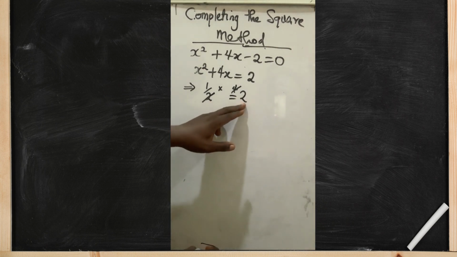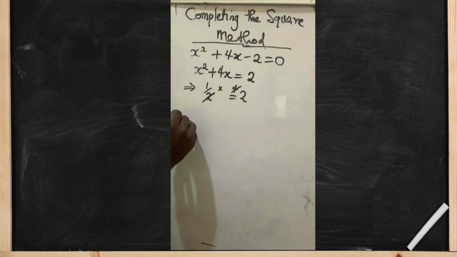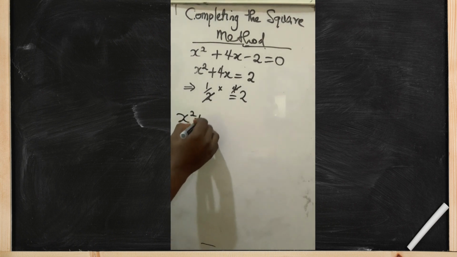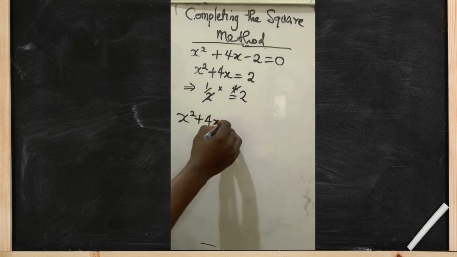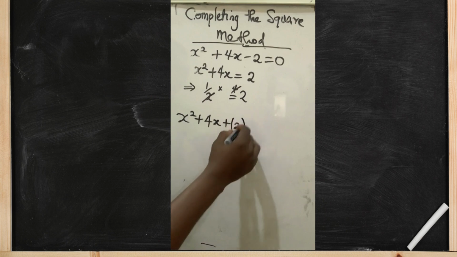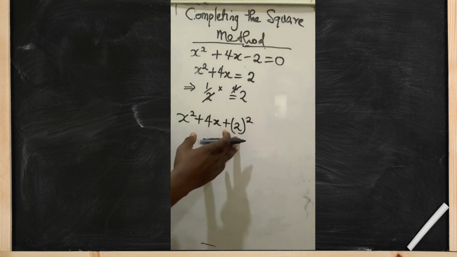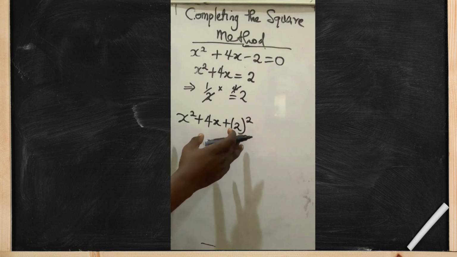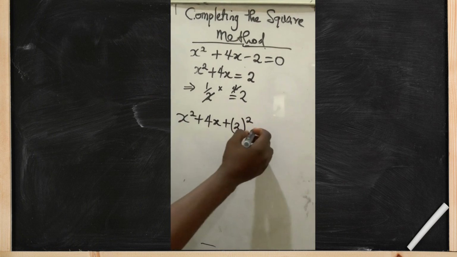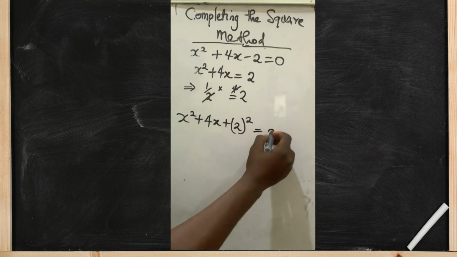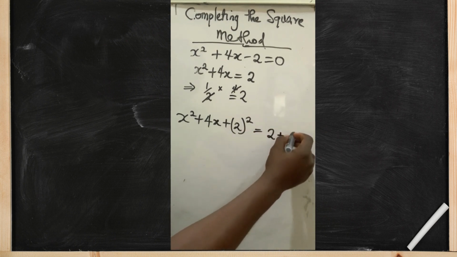Remember, when you are taking this 2 here, it must be squared in order for you to have the perfect square. So you have x squared plus 4x plus 2 squared. Now, you can't add it to the left hand side alone because you want to complete the square. So you also add it to the right hand side. That's 2 plus 2 squared.